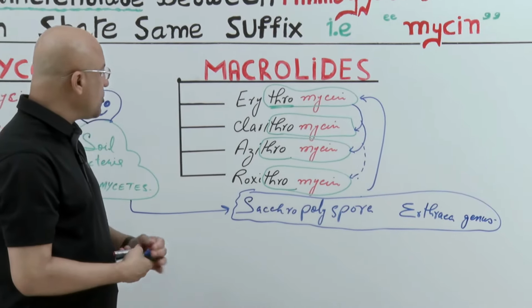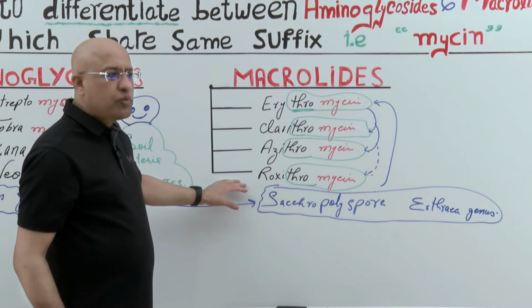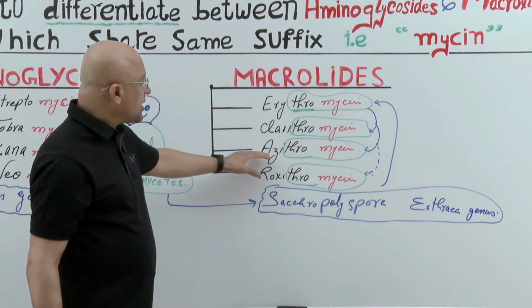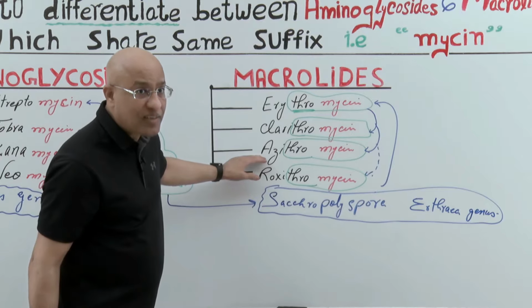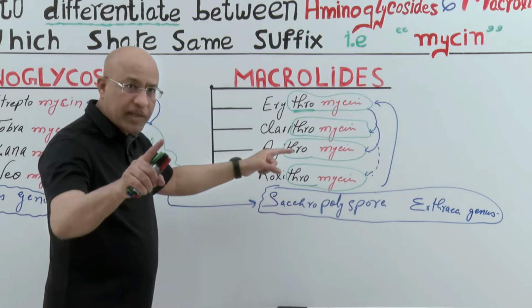I want to say one thing here. The most common macrolide which is being used in the world is presently erythromycin. Why? I will tell you in a few minutes. I will go back there and explain it to you.